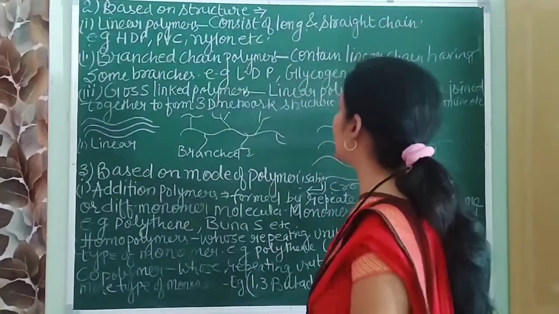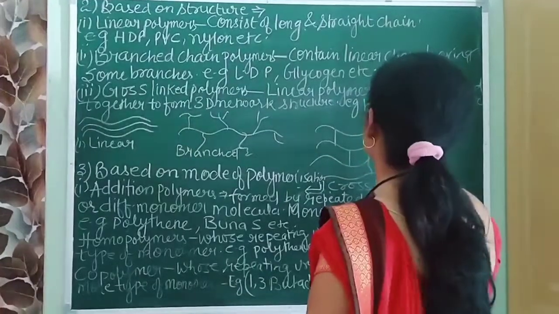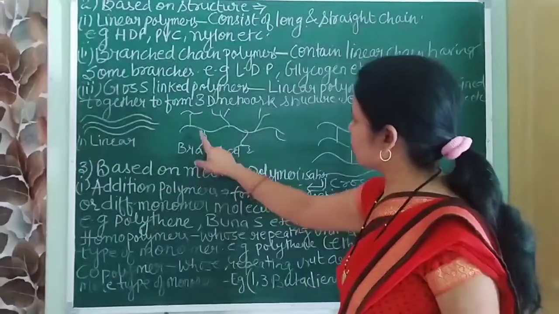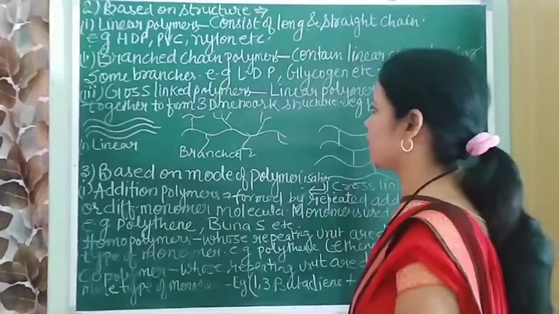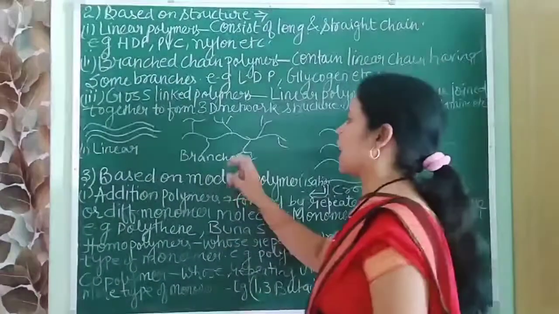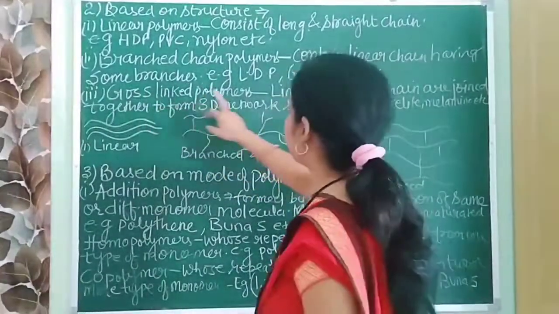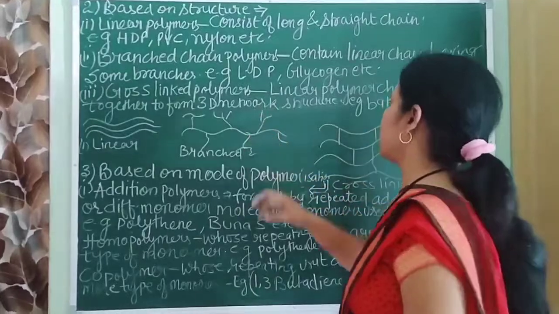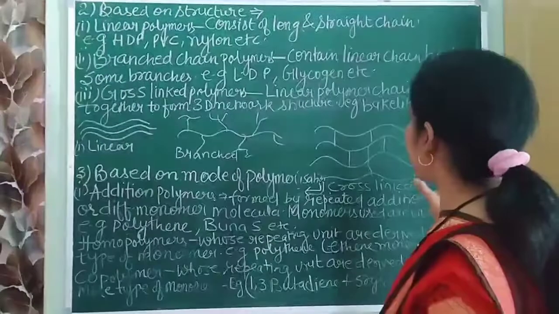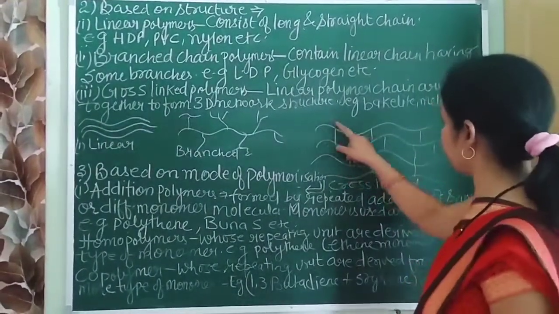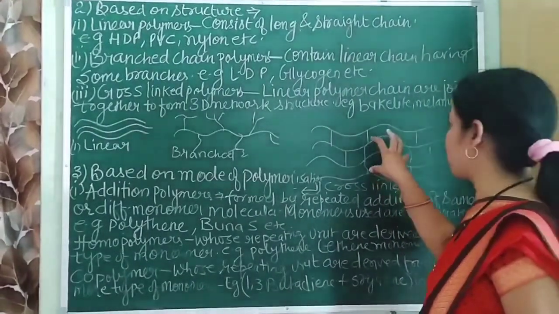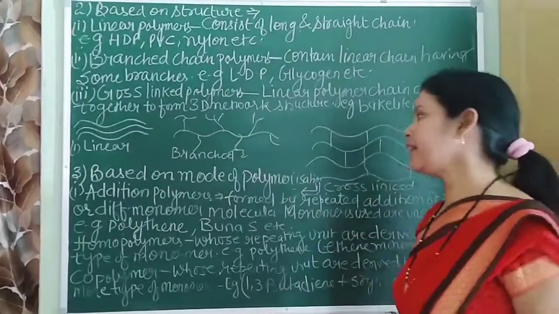Now branched chain polymers. These polymers contain a linear chain having some branches. See here, this is the linear chain but consists of some branches. This is called branched chain polymer. For example, low density polythene, glycogen, etc. Now third is cross-linked polymers. In this type of polymers, linear polymer chains are joined together to form a three-dimensional network structure. For example, bakelite, melamine, etc.